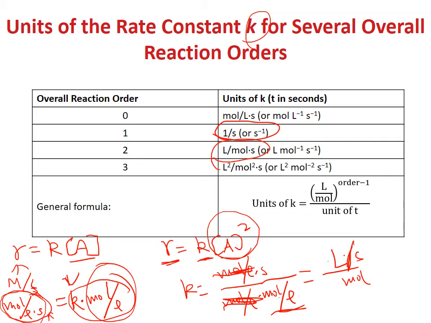Now, if it's a zero order reaction, R equals K, because A to the 0 power is 1. So that's the zero order. Now, this tells us that the unit of K should equal the unit of R, and the unit of R is moles per liter per second.